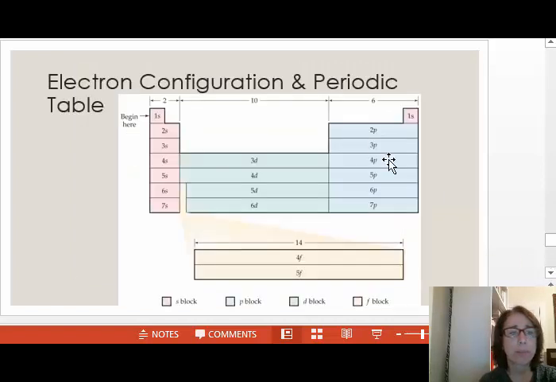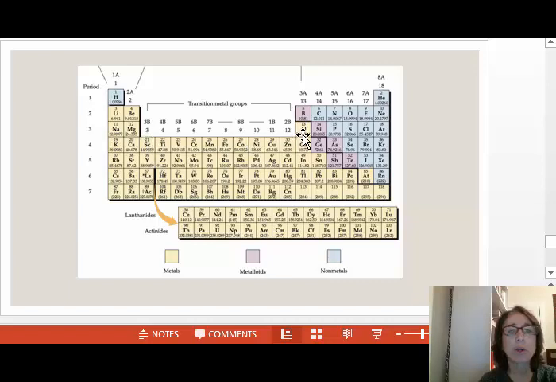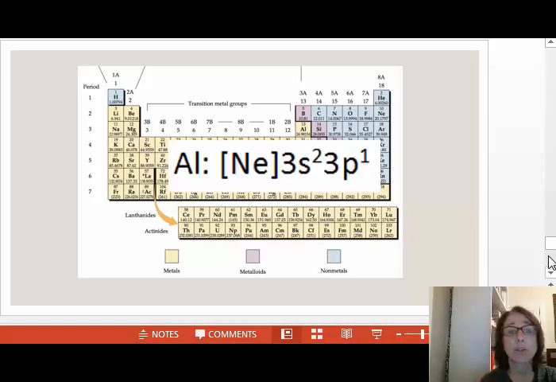Let's look at the P block. The P subshell can accommodate 6 electrons, and there are 6 columns in the P block. If an element is in the 3rd period and the first column of the P block, that element has 3p superscript 1 as the last subshell in its electron configuration. The element in the 3rd period and first column of the P block is aluminum. Looking at its condensed electron configuration of neon 3s superscript 2, 3p superscript 1, we see that the last subshell is 3p with 1 electron.